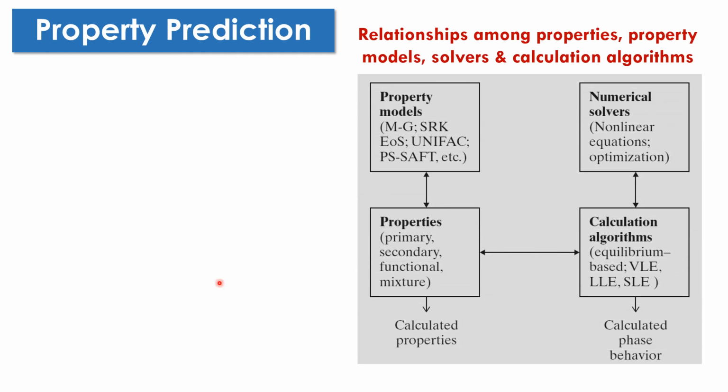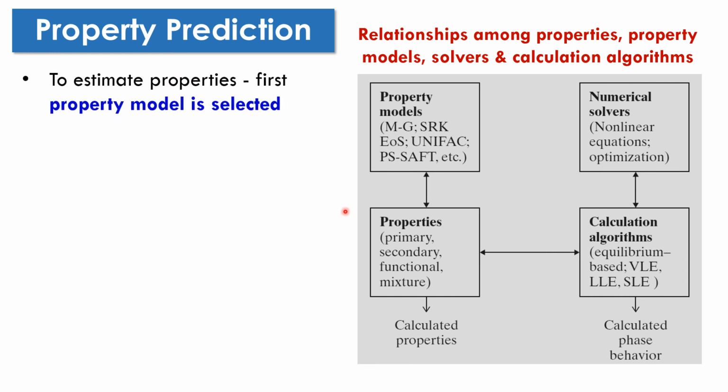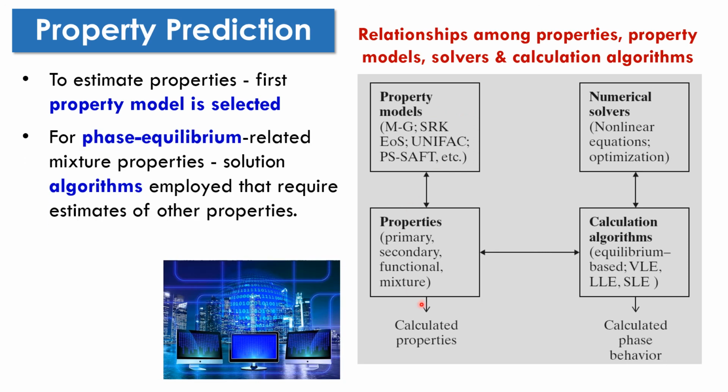Okay, so from this figure, we can see the relationships among properties, property models, solvers, and also calculation algorithms. For example, let's say this is our properties. In order to estimate these properties, we need to select the property model first. You can get it from a literature search, or you can get it from your knowledge base, right? And then of course you calculate the properties.